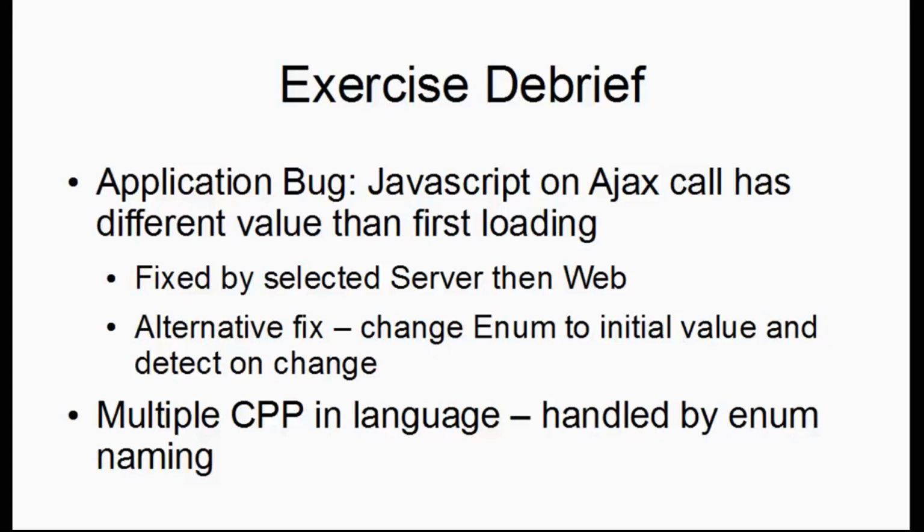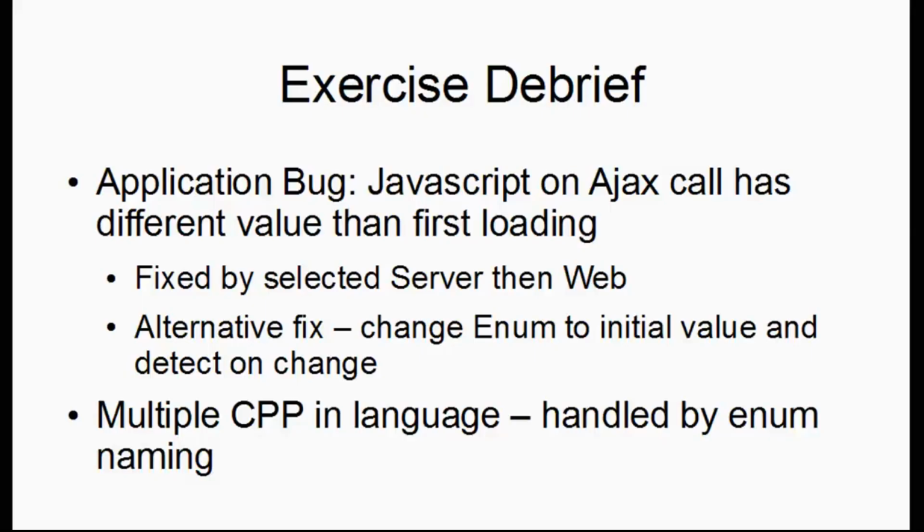And now to debrief on the refactoring exercise. So the JavaScript one was a bit of a red herring in the sense that it does expose an application bug. That is an application bug. The first time you load the page, the JavaScript has a different value than comes back from Ajax. So you could have chosen to fix that in a number of ways.